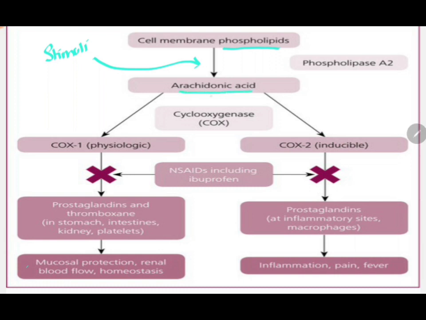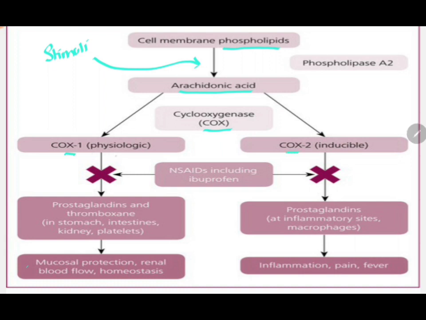Now this arachidonic acid will initiate a series of pathways, and one of the pathways that it initiates is the induction of COX. COX is a short form of cyclooxygenase. Cyclooxygenase is an enzyme that plays an important role in the production of prostaglandins and thromboxanes. Now, the arachidonic acid activates two kinds of COX, COX-1 and COX-2.